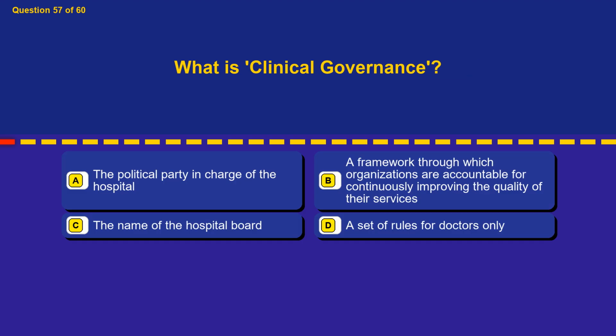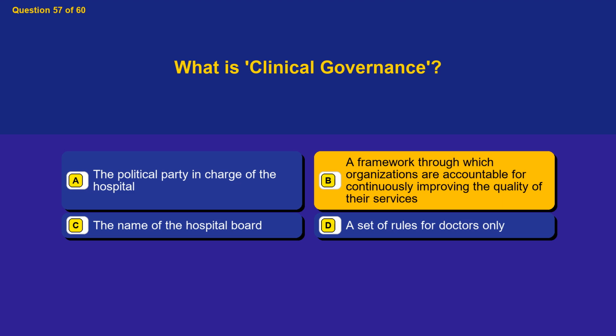Question 57. What is clinical governance? Option A. The political party in charge of the hospital. Option B. A framework through which organizations are accountable for continuously improving the quality of their services. Option C. The name of the hospital board. Option D. A set of rules for doctors only.